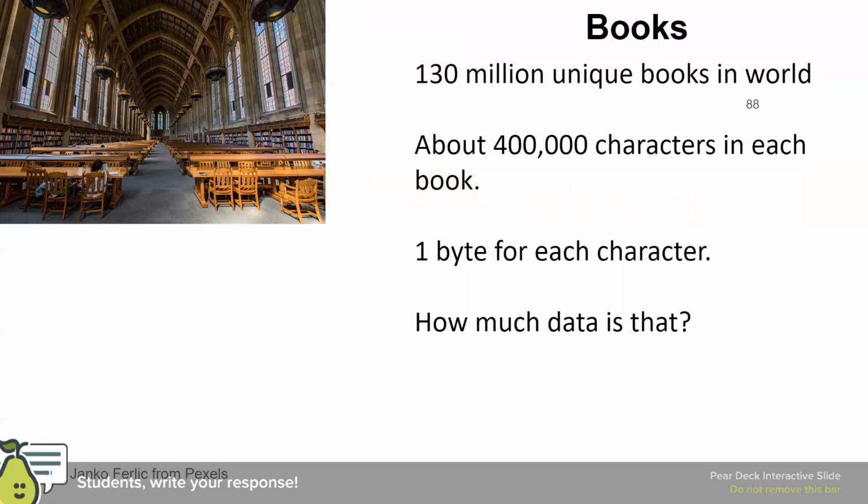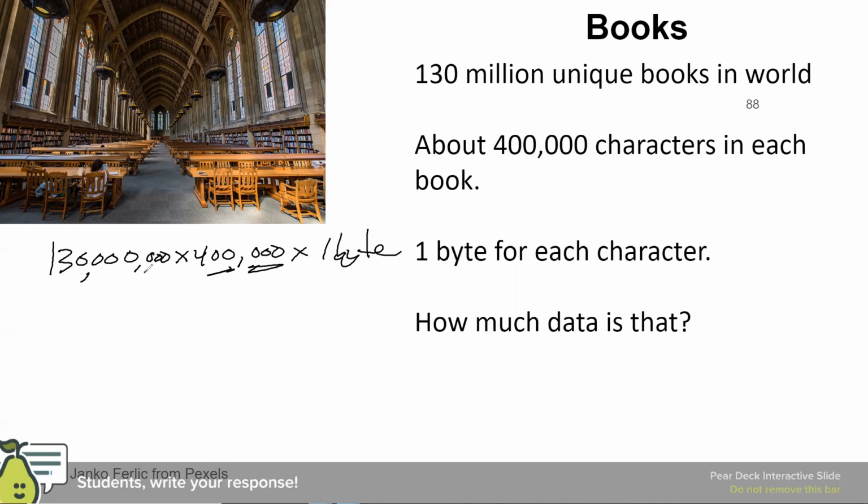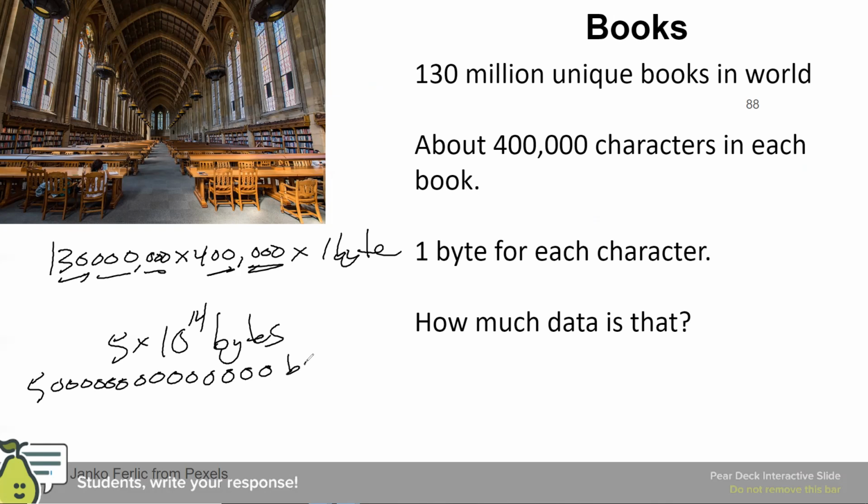You ready? So that's 130 million, that's thousands, million. 400,000 characters each, and about 1 byte each, right? So that's 3, 6, 9, 12, another 2 spaces. So 12, 14. That's 10 to the 14, and that's like 5. Cool. 10 to the 14 bytes. So that is 5, and then 1, 2, 3, 4, 5, 6, 7, 8, 9, 10, 11, 12, 13, 14. That's bytes.